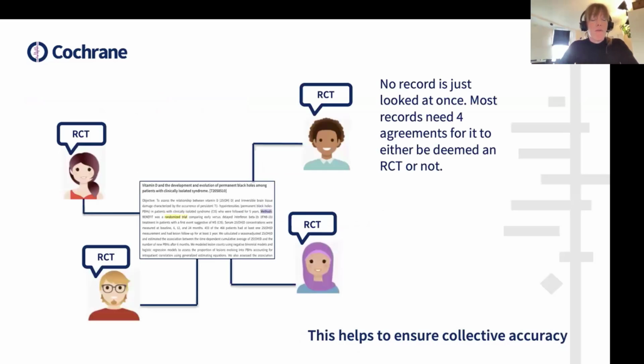But then we also have what we call agreement algorithms sitting behind each of the tasks on Cochrane Crowd. And what that means is that no record is looked at once. Most records need 4 agreements for it to be either deemed what we're looking for or what we're not looking for. So in the case of an RCT task, 4 agreeing classifications from 4 people working independently, all saying they think it is describing an RCT. And so this algorithm approach helps us to ensure what we call collective accuracy.